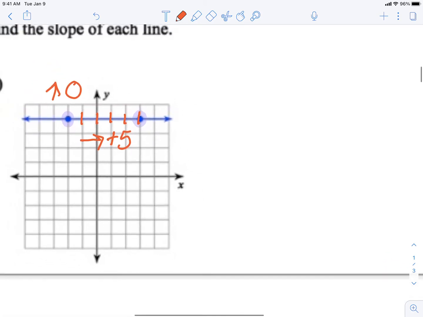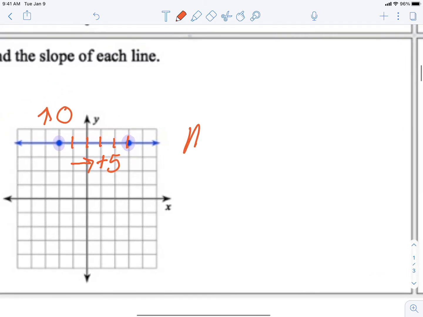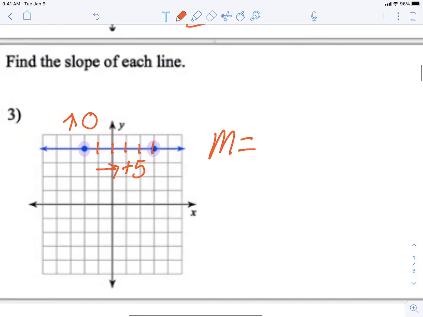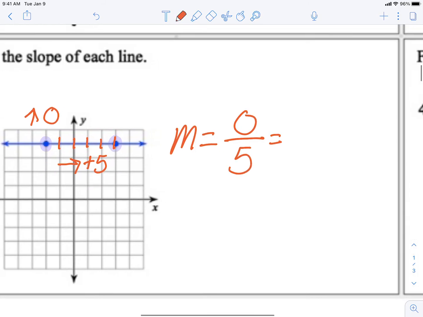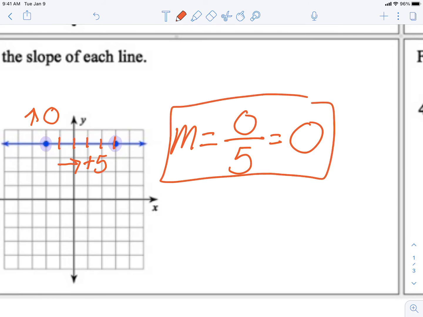So my m is going to equal delta y. How many did I go up or down? 0, right? 0 over my delta x. I went to the right positive 5. And 0 divided by any number, in this case it's 5, is equal to 0. Right? And there's my slope. Look, m is equal to 0. My slope is equal to 0.